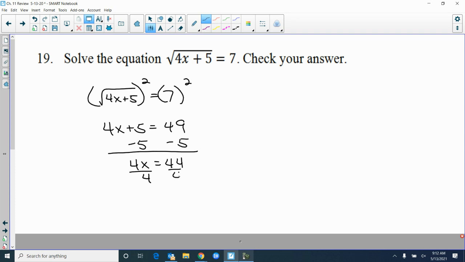Plus 45 by 4. Stop running so fast. I didn't see the 49. X equals 11. So I got 11. You went way too fast. All right, I'm sorry. I'll slow down.